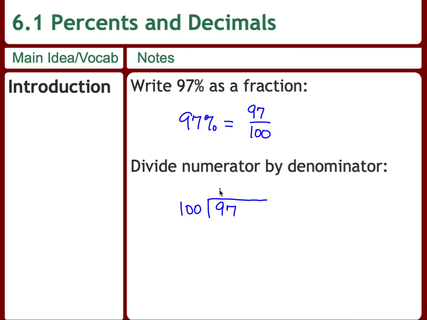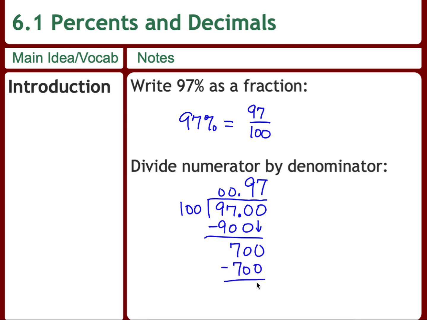So 100 does not go into 9, it does not go into 7. Add a decimal point, add a 0. 100 goes into 970 9 times. And subtract, insert another 0. 100 goes into 700 7 times. And there we have it. We now have a decimal.